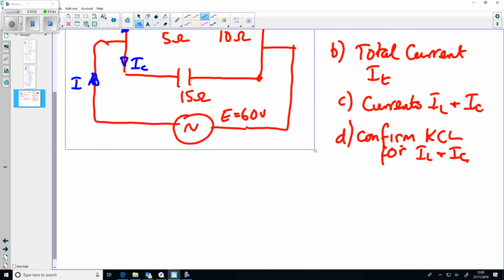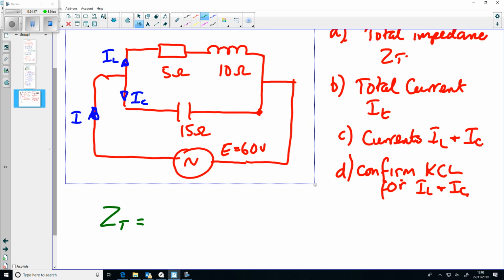So how can we calculate ZT in this particular circuit? Let's have it in terms of ZR, ZL and ZC for the time being. Do ZR and ZL plus together, or add together?